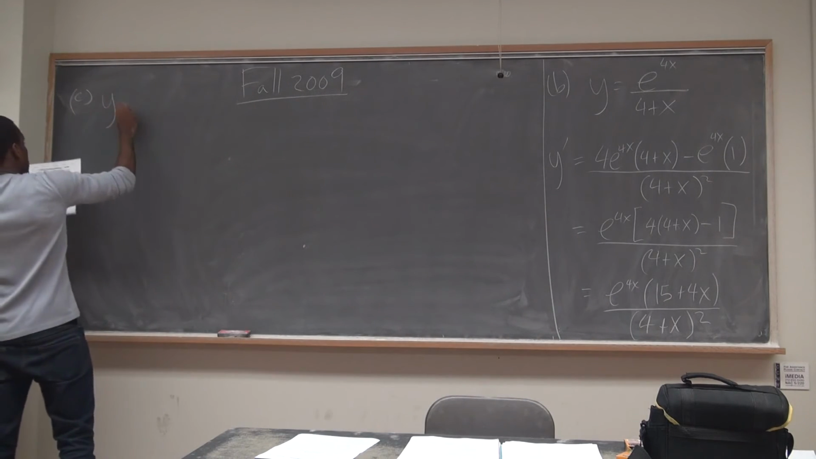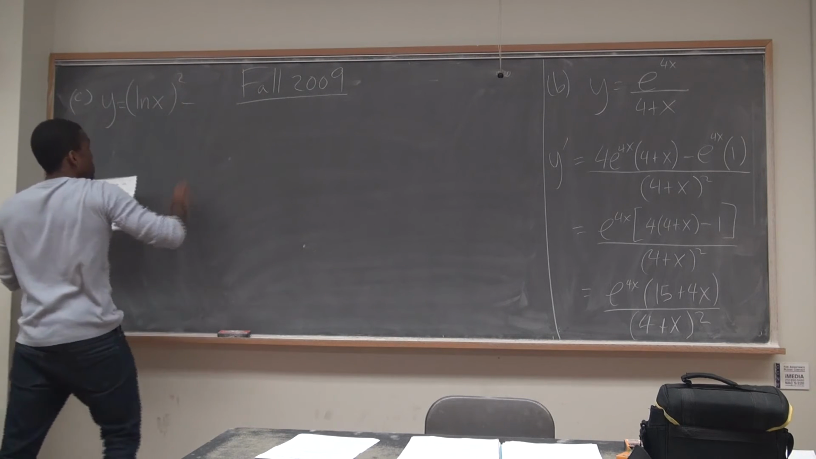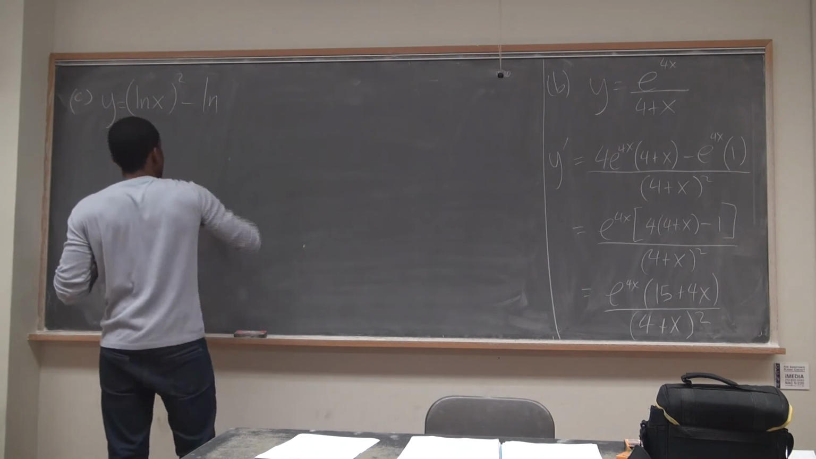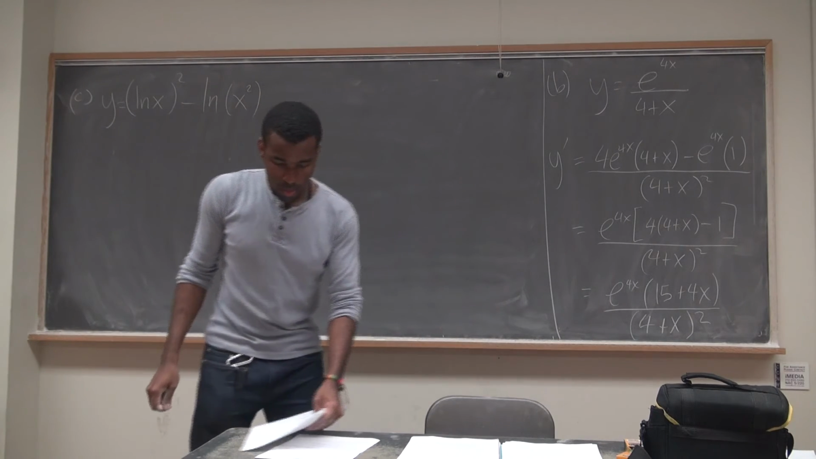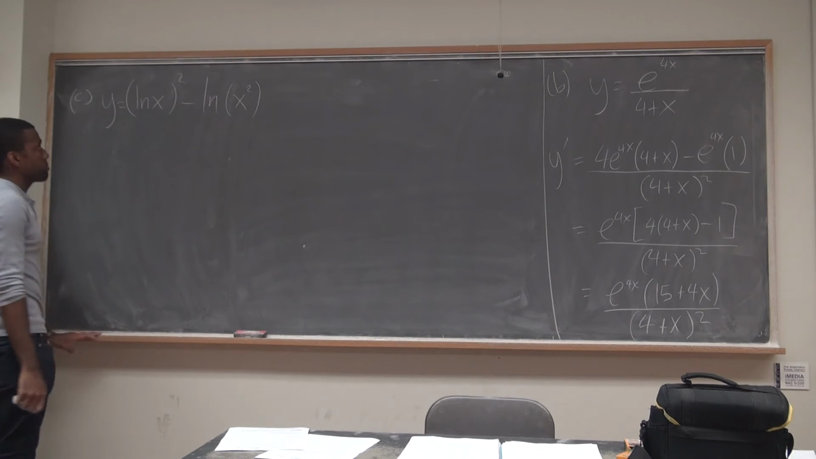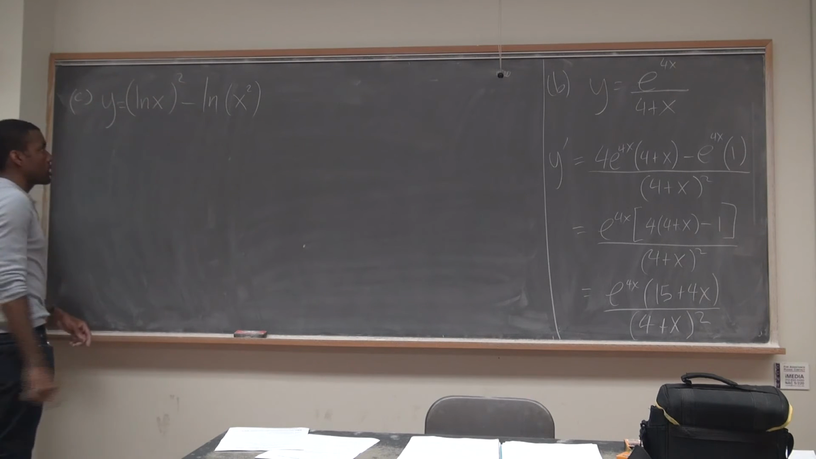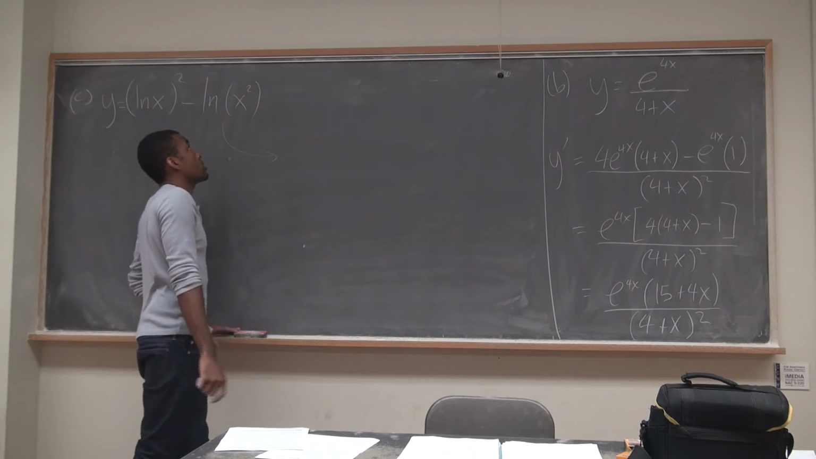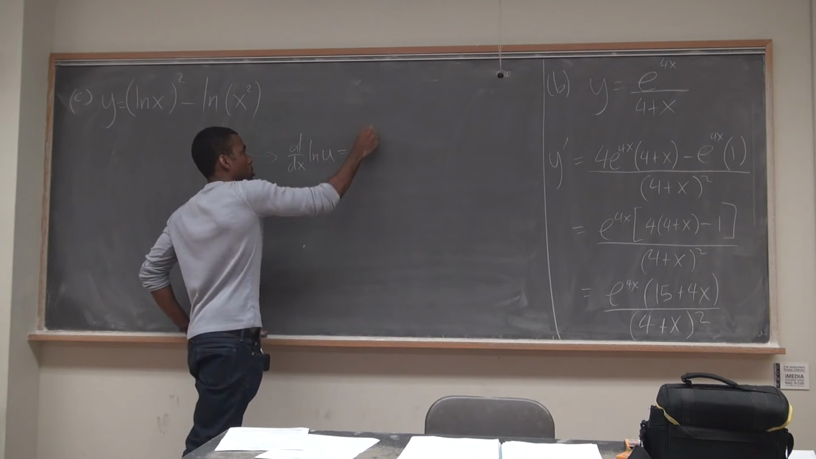C, y is equal to ln of x squared minus ln of x squared. Okay, what rule do we use? This guy uses a chain rule, right? Because I have an inside function and an outside function. What rule do I use here? The ln rule. Which looks like what? The derivative of the top over the original. Derivative of ln u is u prime over u.